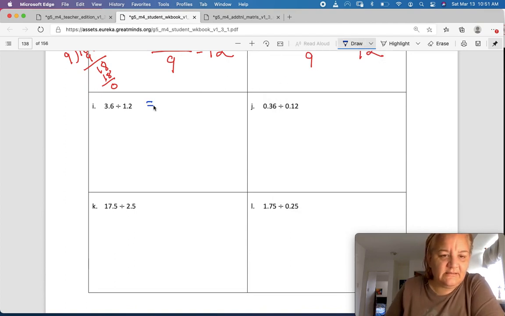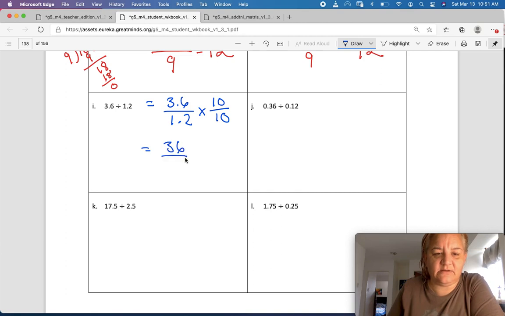3 6/10 over 1 2/10. I'm going to multiply, and I want to move it one space. I'm going to multiply it by 10 over 10. And that equals 36 over 12. And 12 goes into 36 3 times.